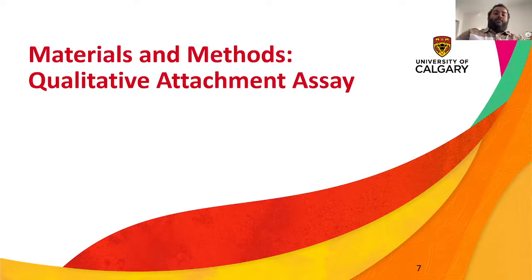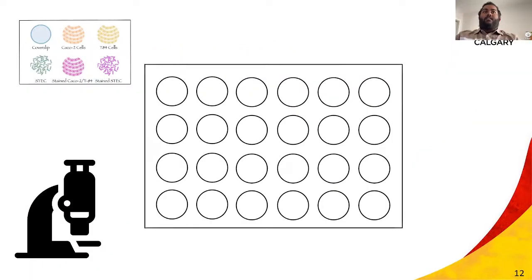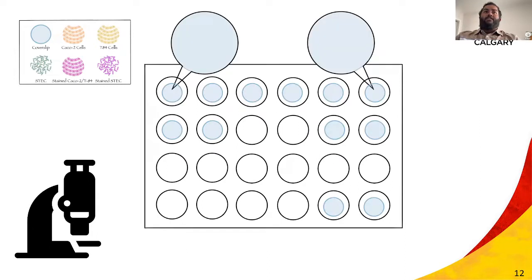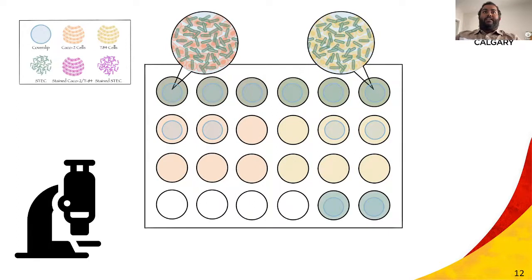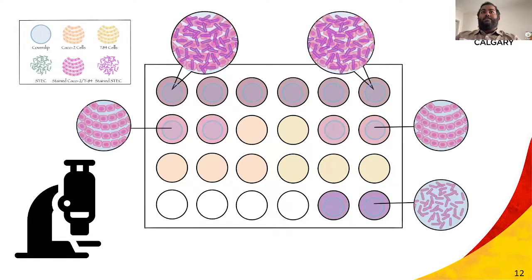So moving on to the materials and methods, my first experiment we'll look at is a qualitative attachment assay for STEC onto the CACO2 and T84 cells. The qualitative assay was done using 24-well plates, then gelatin-coated cover slips were placed into the wells. CACO2 and T84 cells were then seeded into them, and then the wells were infected with EDL933. After 1 hour of incubation at 37 degrees Celsius and 5% CO2, the cells were washed and stained with Giemsa stain in order to visualize bacterial attachment. The cover slips were then placed on slides and read under a bright field microscope.